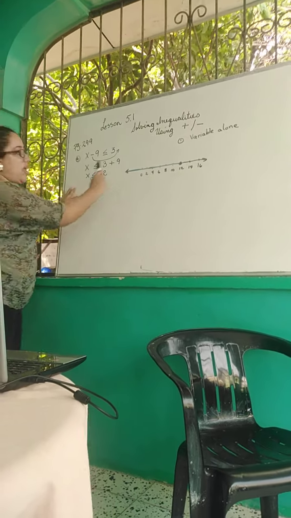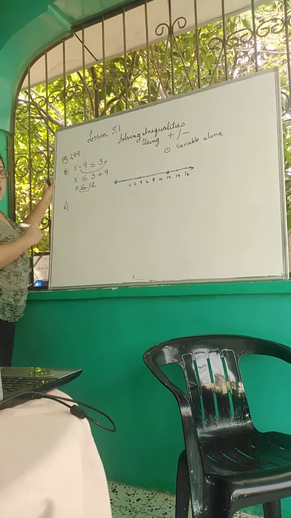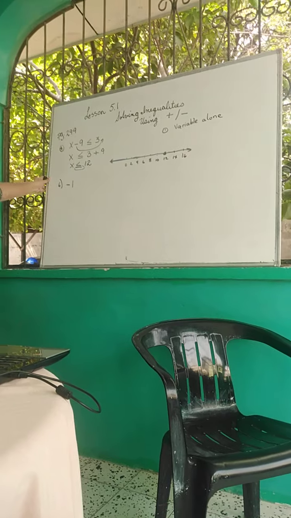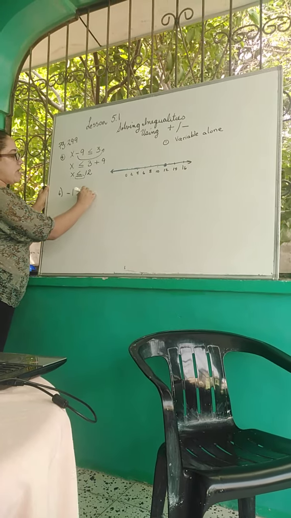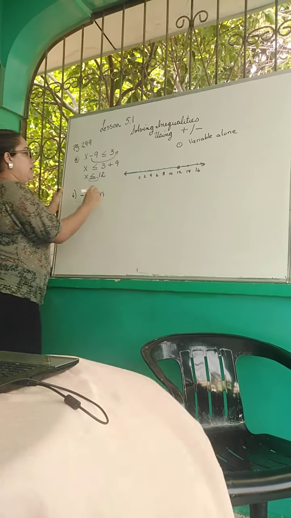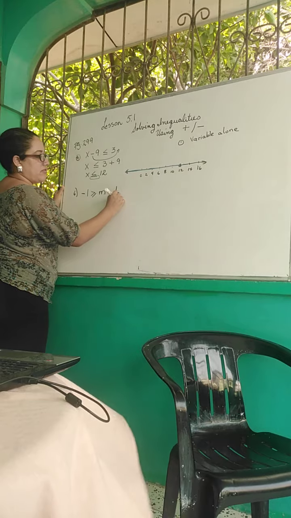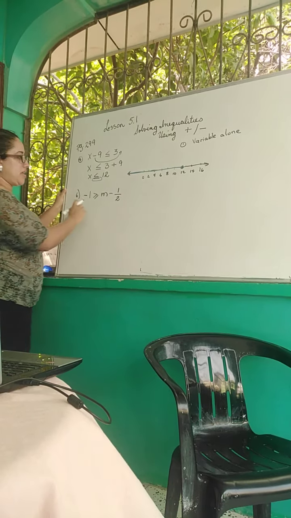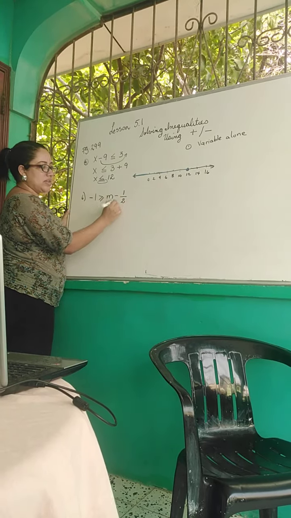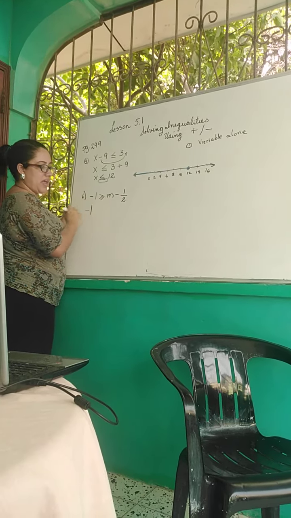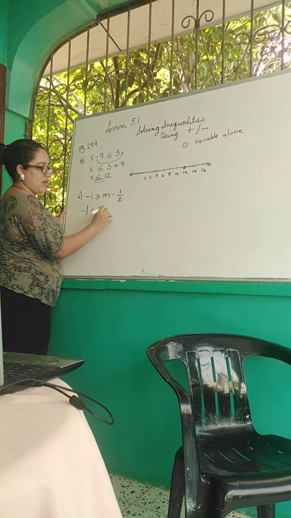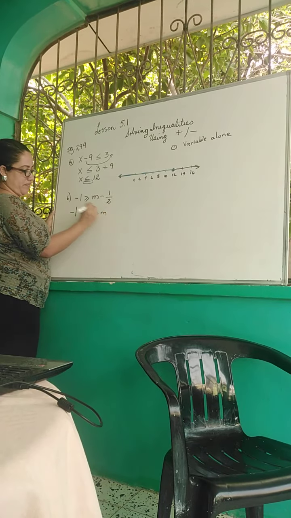Now I want us to do number 6. Let's do number 6 together. We have negative 1 greater than or equal to m minus 1/2. And in here, remember, if in here it's subtracting, what is it going to be doing on the other side? Negative 1 plus 1/2, right? Greater than or equal to m.